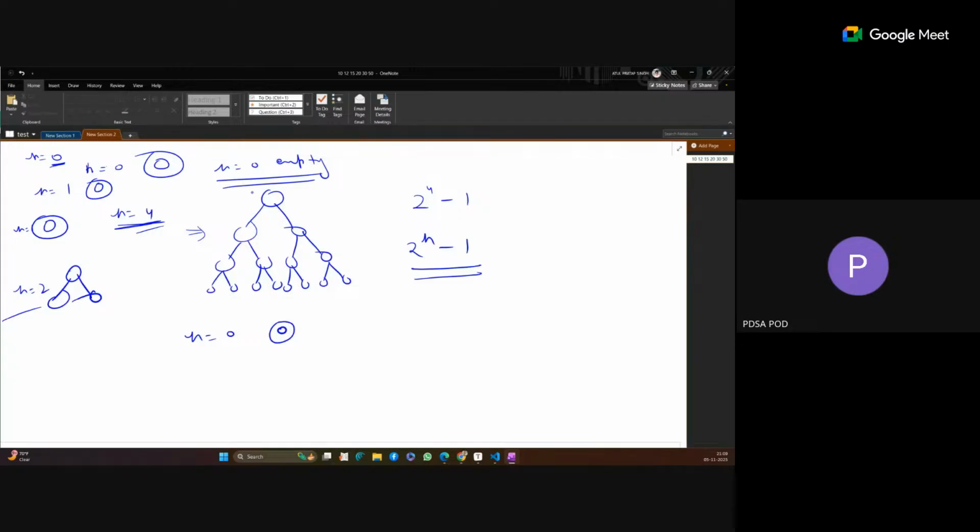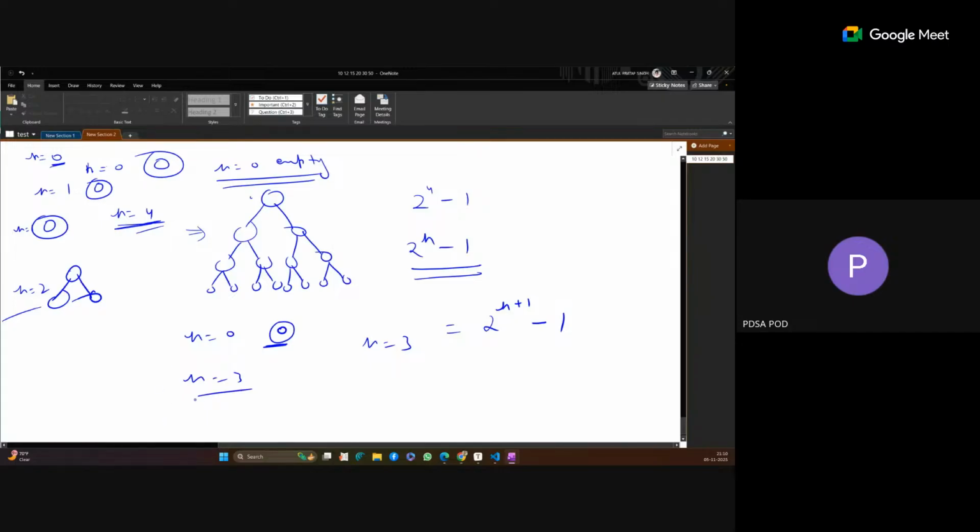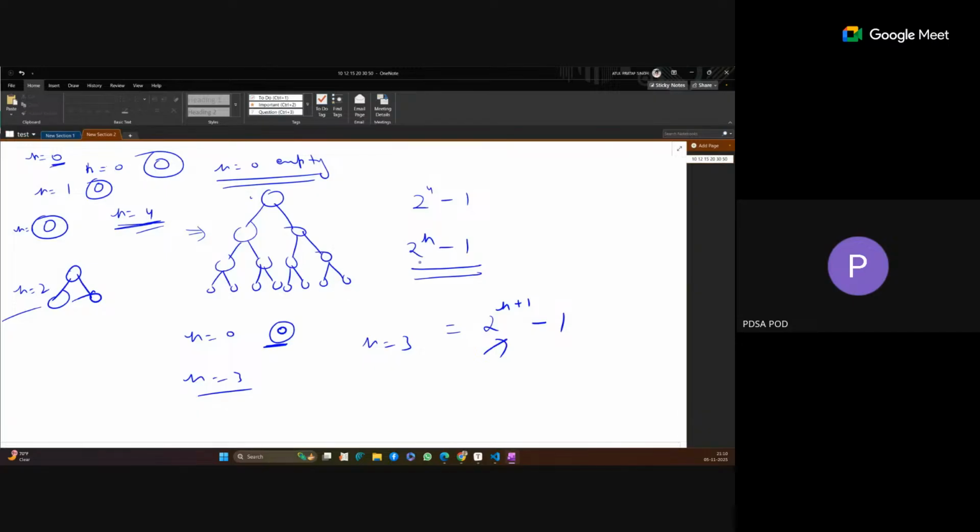Okay, then in that case the heights will be 0, 1, 2, 3. So for height h equal to 3, you have to apply the formula 2 to the power h plus 1 minus 1. Okay, you have to change your formula based on the given convention. If height 0 is given for the single node, and the question asks for the maximum number of nodes at h equal to 3, you have to apply this formula. Otherwise you have to apply the other formula. So you can logically validate your formula.